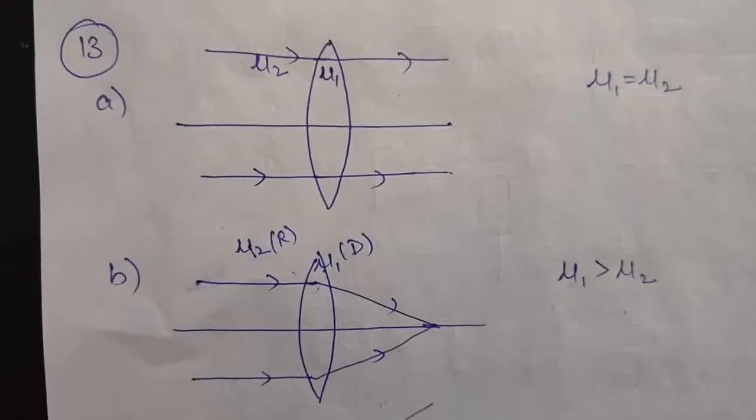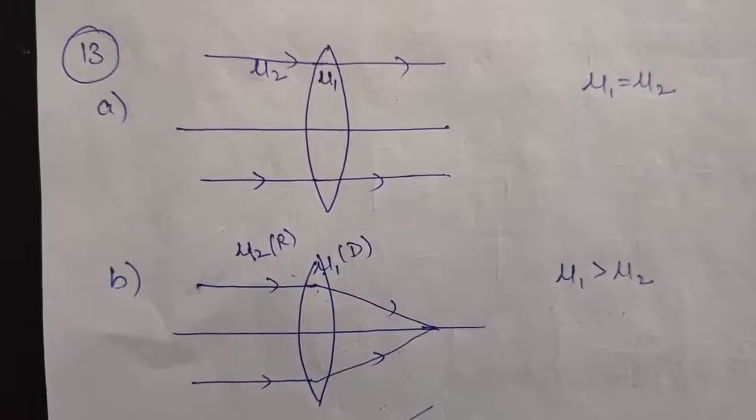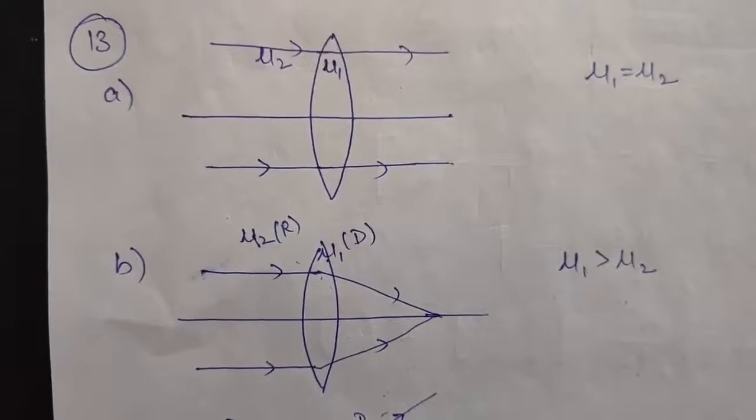Question number 12 is a simple question. Just use the lens maker's formula and you will get the ratio of the focal lengths. So now I'll be discussing question number 13.